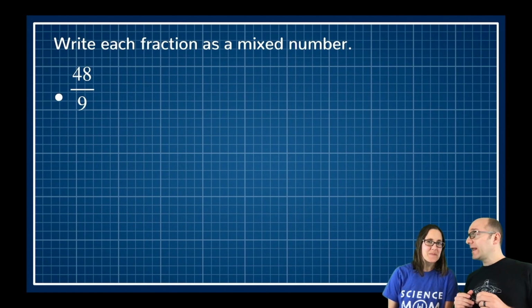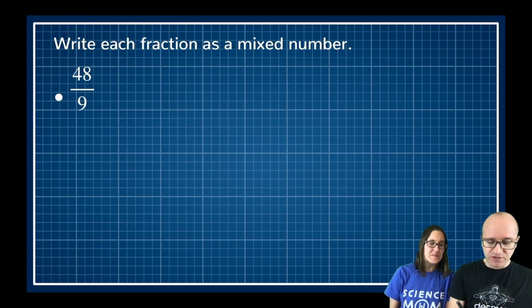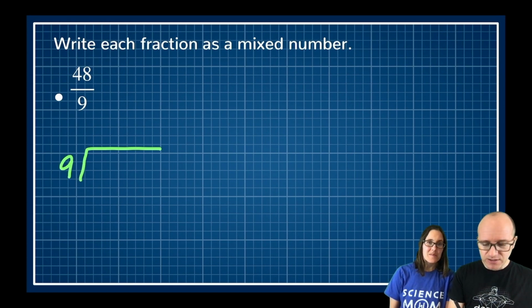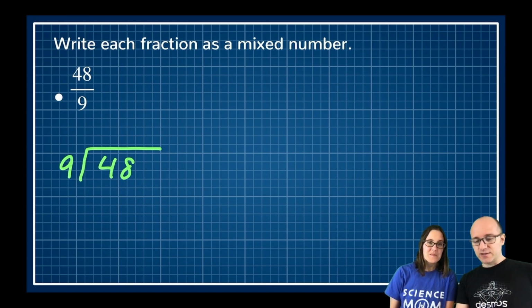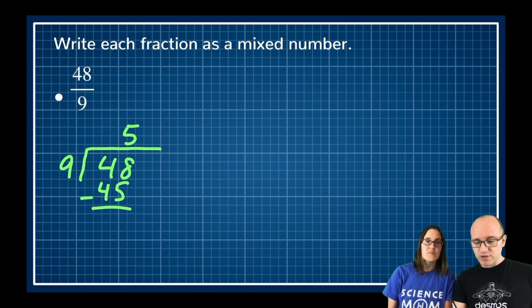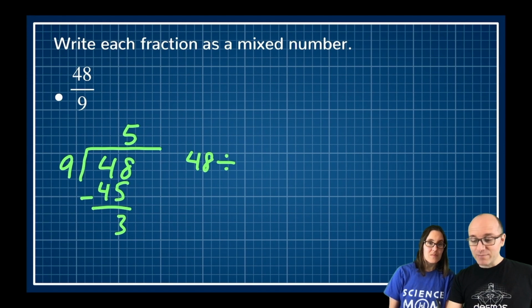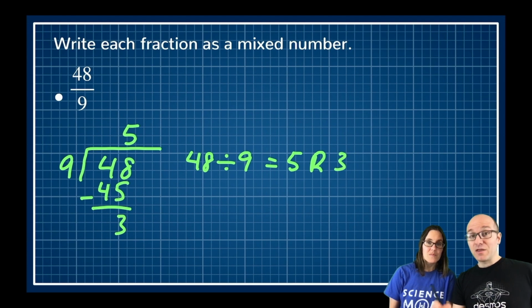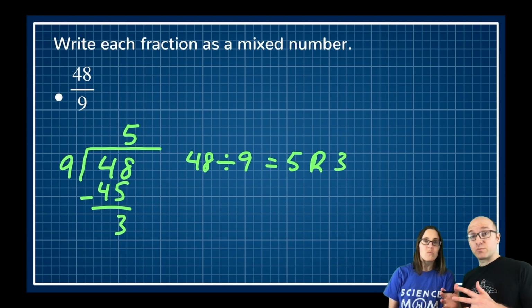48 divided by 9. So if we were to break out long division, we'd say, all right, 9 is going into 48. Well, 9 doesn't go into 4, 9 goes into 48 5 times. 9 times 5 is 45. Subtract, and the leftovers are 3. So in the past, when we would do 48 divided by 9, we would say that's 5, remainder 3, when we're doing our long division problems.